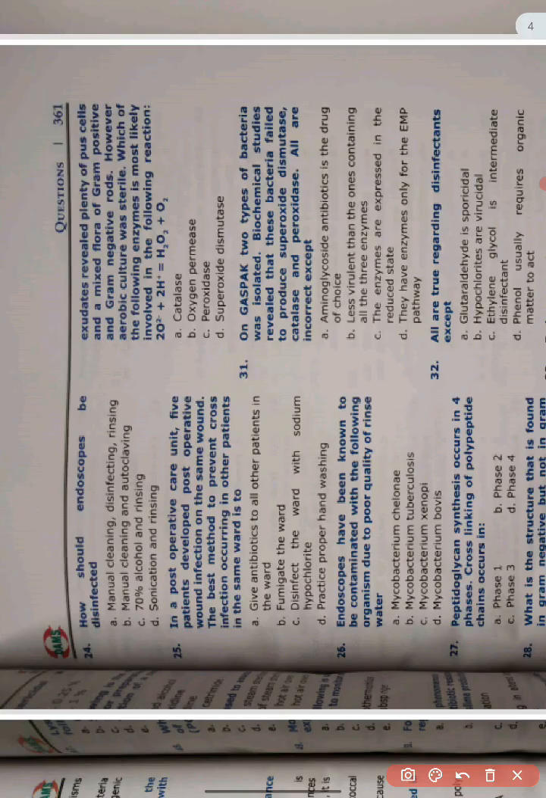Endoscopes have been known to be contaminated with the following organism due to poor quality of rinse water. Rinse water sometimes they use, most of the time, that is Mycobacterium chelonae.